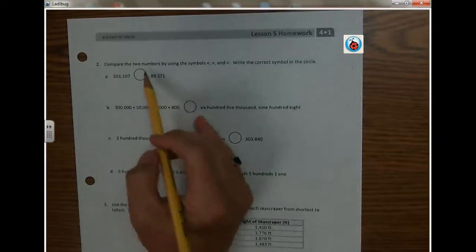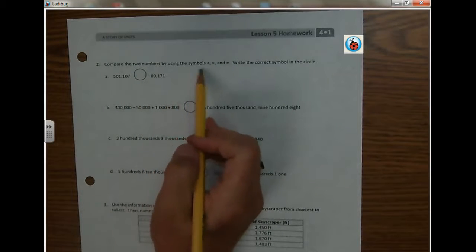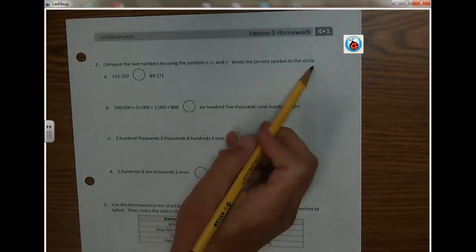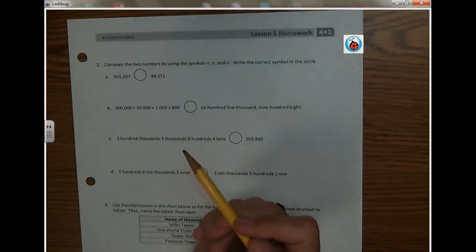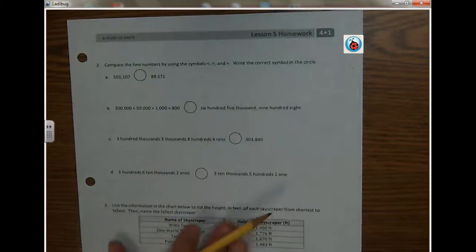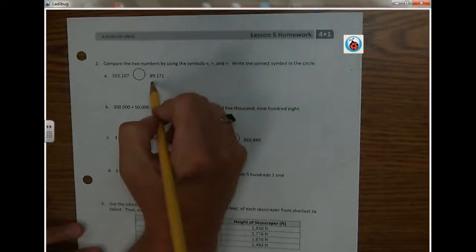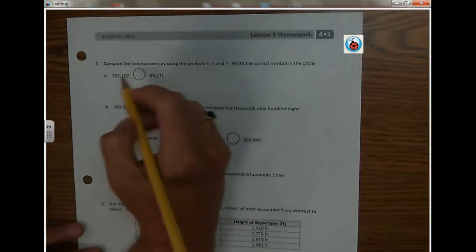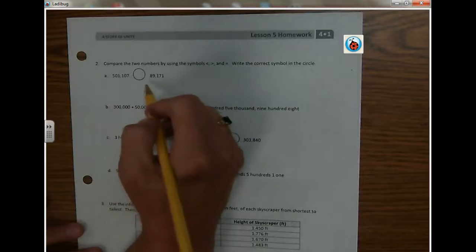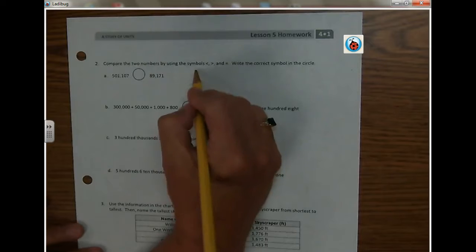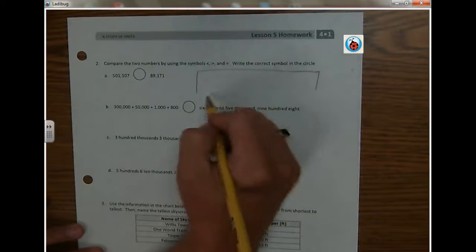Now it says compare the two numbers by using the symbols less than, greater than, or equal to. Write the correct symbol in the circle. So the first one is fairly simple. The first one is just comparing standard form. So this is 501,107. Is it greater than or less than 89,171? I can make my place value chart.